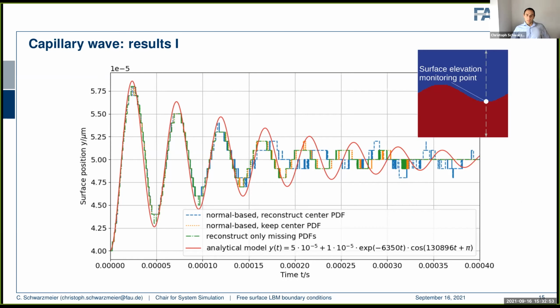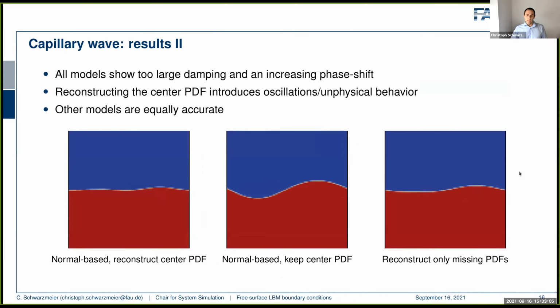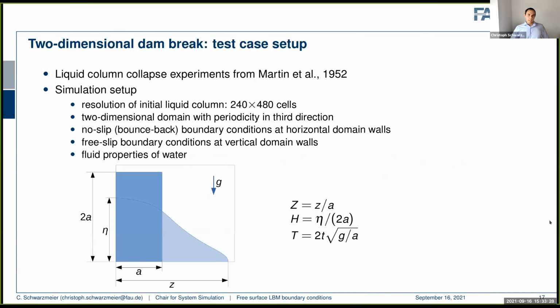But anyway, you can see that the normal-based approach where we reconstruct the center PDF actually shows kind of oscillations at the end, which are probably not physical at all. But let's have a look at that in the video. While you will see that the other two start to move eventually, the third one, where we reconstruct the center PDF, somewhat begins to oscillate. Essentially, my simulation at a certain point stopped, but I believe it could even happen that this simulation gets unstable later on. But let's look at a different test case.